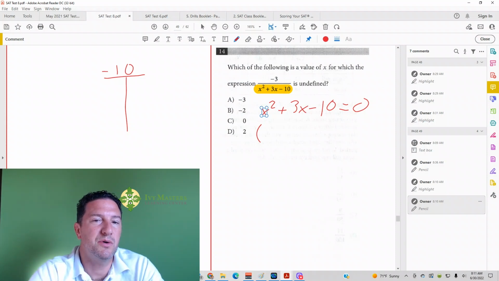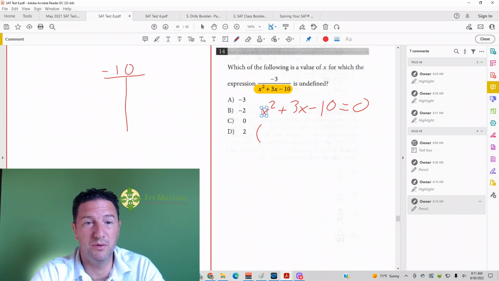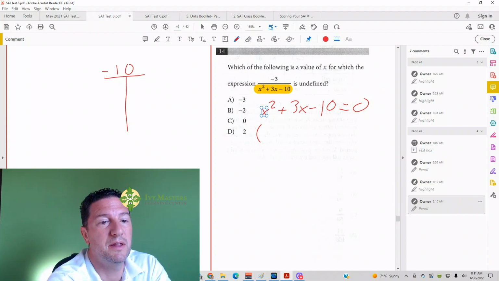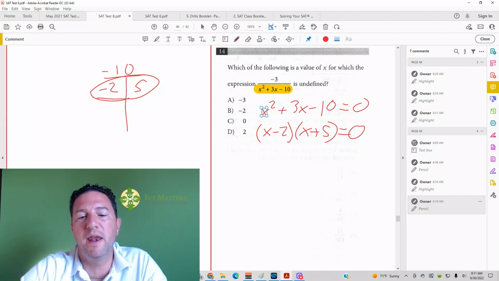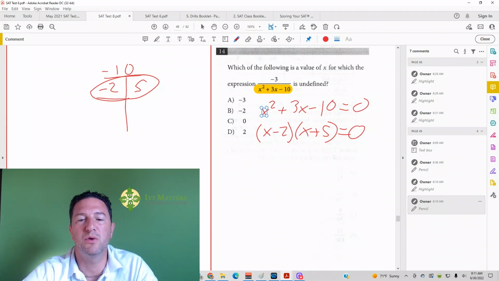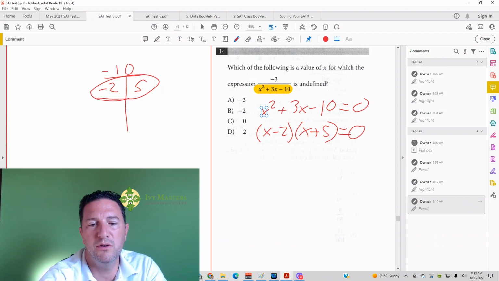Square root of 10, 3 squared is 9, so it's around 3, but 3 doesn't go in, so we try 2. How many times does 2 go in? 2 goes in 5 times, and we said the bigger number has to be positive, so it's going to be negative 2 and 5. So this would factor as x minus 2 times x plus 5 equals 0. Notice if I FOIL that out, it will give me x squared plus 3x minus 10, but we're not going to FOIL it out. We're just going to continue to factor it.